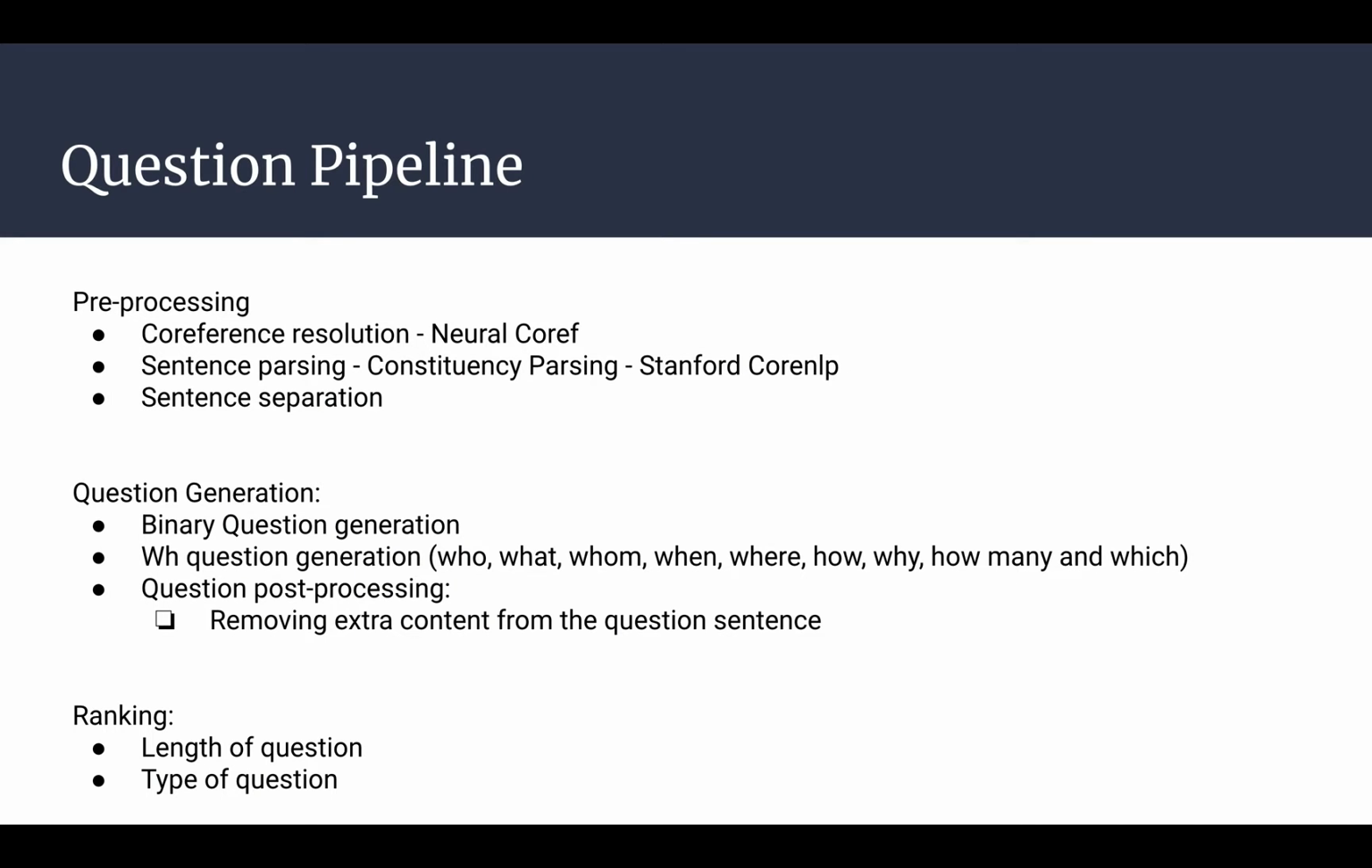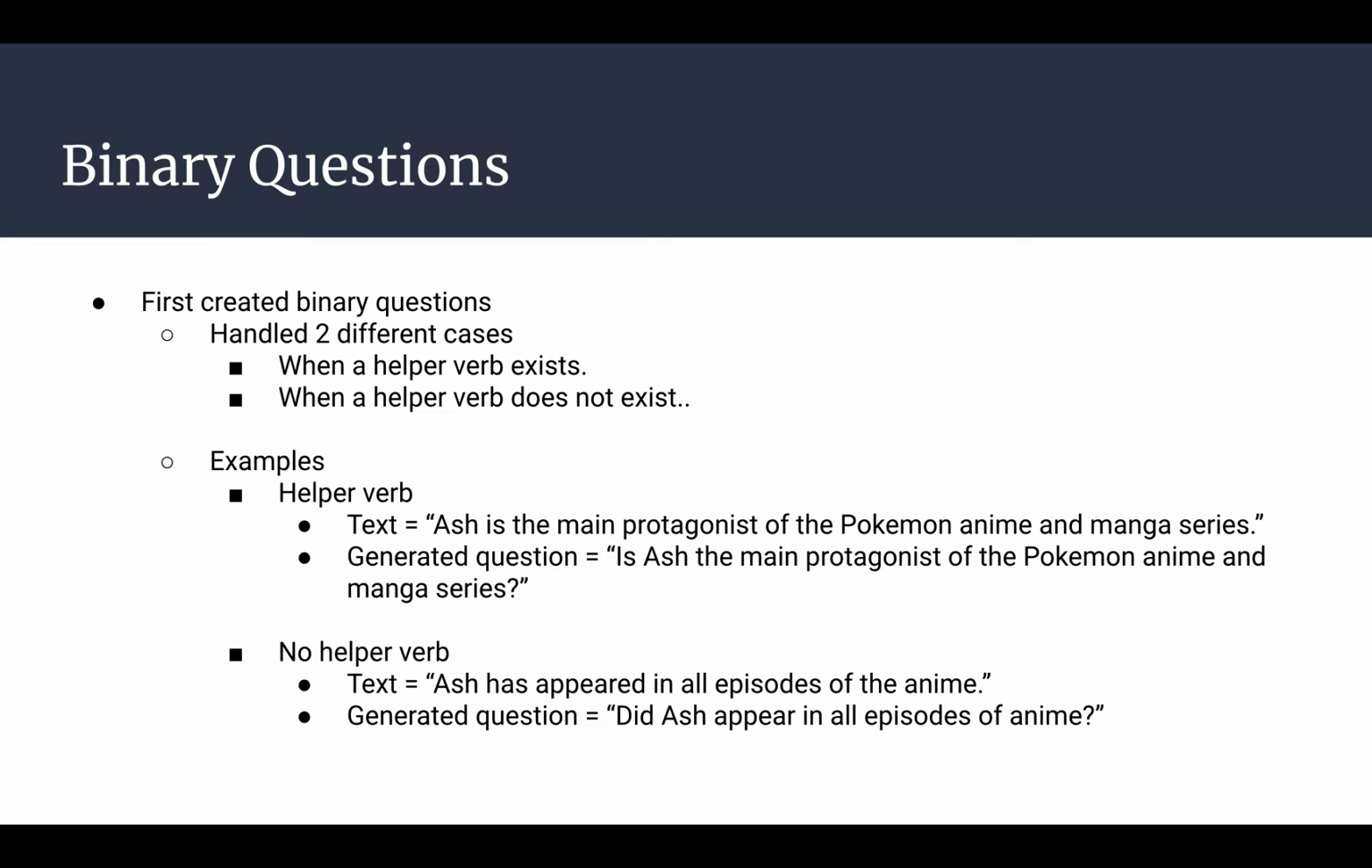For our question pipelining, we begin with pre-processing, where we do co-reference resolution using neural co-ref. We then do constituency parsing to create sentence trees and then sentence separation. For question generation, we started with binary questions, which then helped create some of our WH questions, and then we did question post-processing, where we removed extra content. For ranking, we ranked based off length of question and type of question.